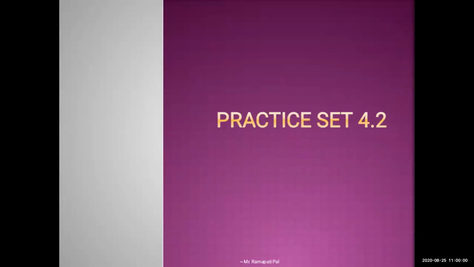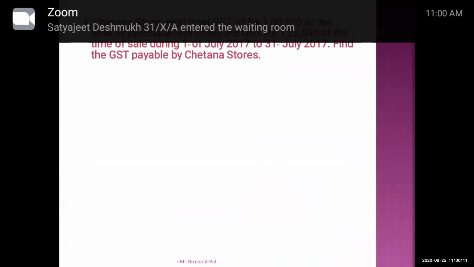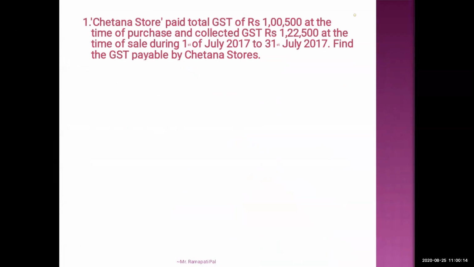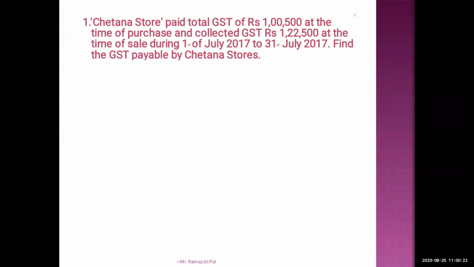Let's start practice set 4.2. First question. Chetna store paid total GST of rupees 1,500 at the time of purchase, and collected GST of rupees 1,22,500 at the time of sale, during 1st July 2017 to 31st July 2017. Find the GST payable by Chetna store.